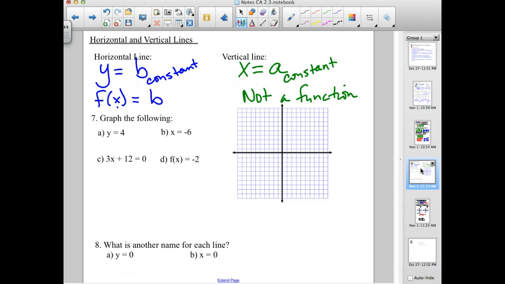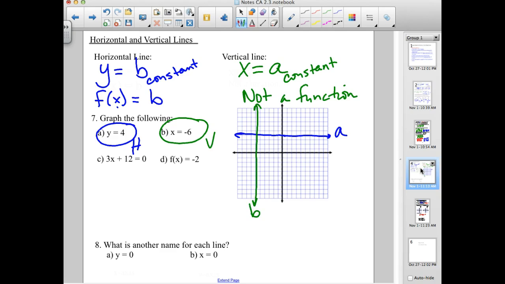All right. We're going to graph each of the following. What shape would this be? y equals 4. That is a horizontal line at 4. Okay, that's graph A. How about graph B? x equals -6. That's a vertical line. What about C?